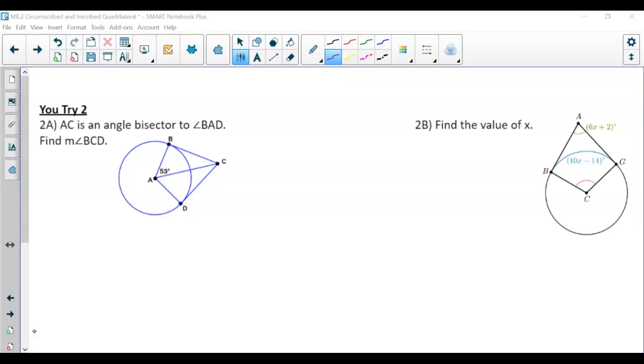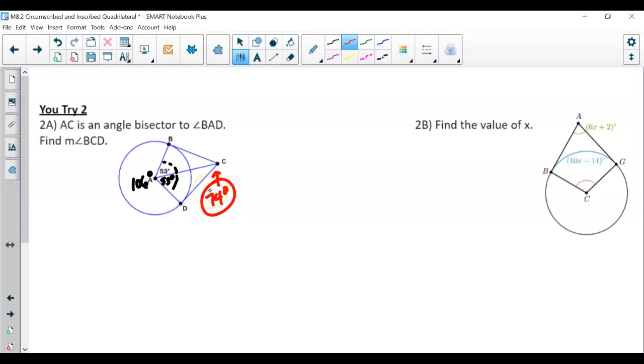And so here for the first U-try, you are given that AC is an angle bisector to angle BAD. So here that means if BAC is 53 degrees, then CAD is also 53 degrees. So technically this central angle is 106 degrees. So to find the measure of angle BCD, now you can subtract from 180. And here you should get 74 degrees.